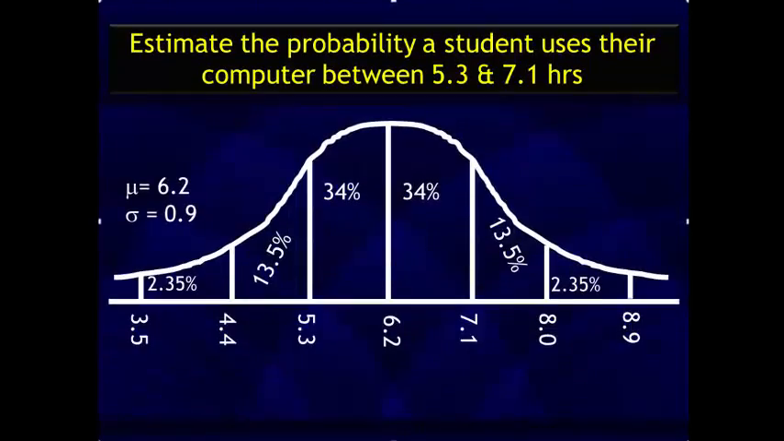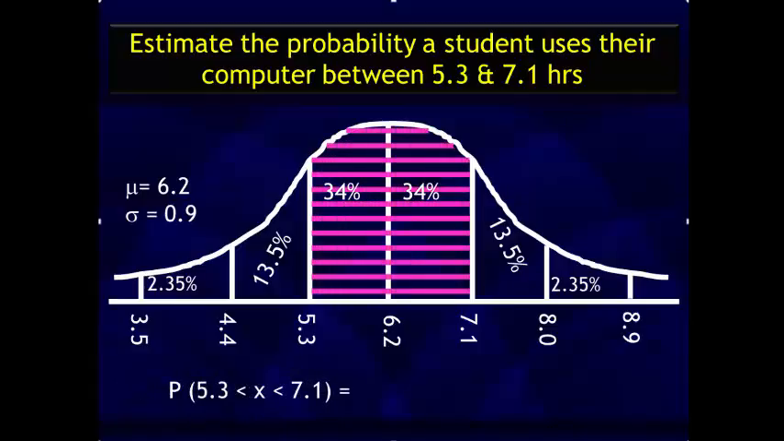Let us find the probability that the student used the computer between 5.3 and 7.1. Here is 5.3 and 7.1. The area between them is there. So that is 34 plus 34, which is 68%.